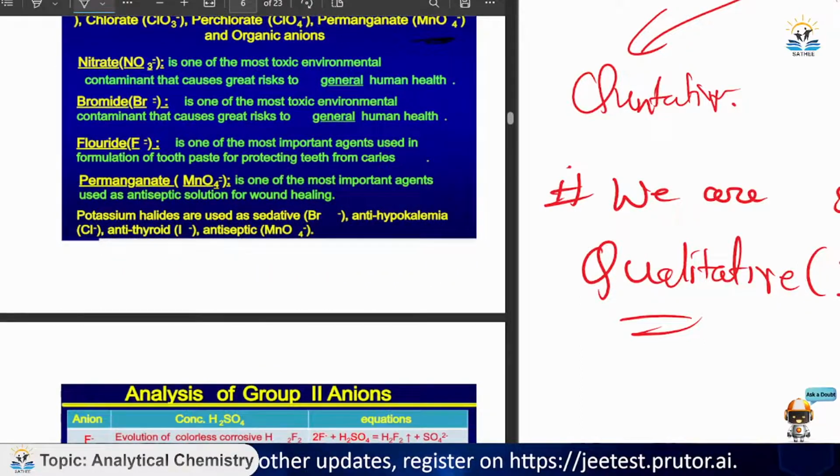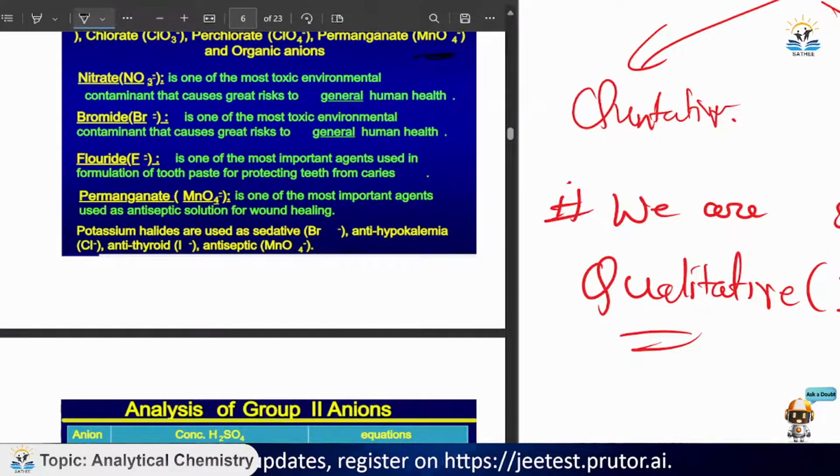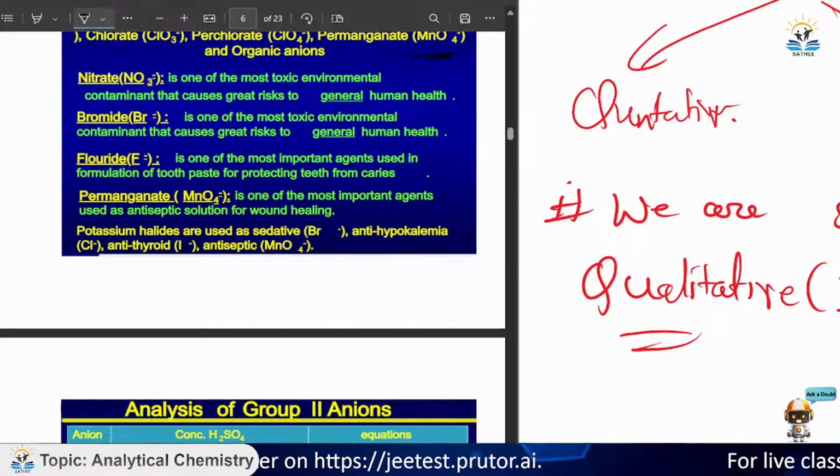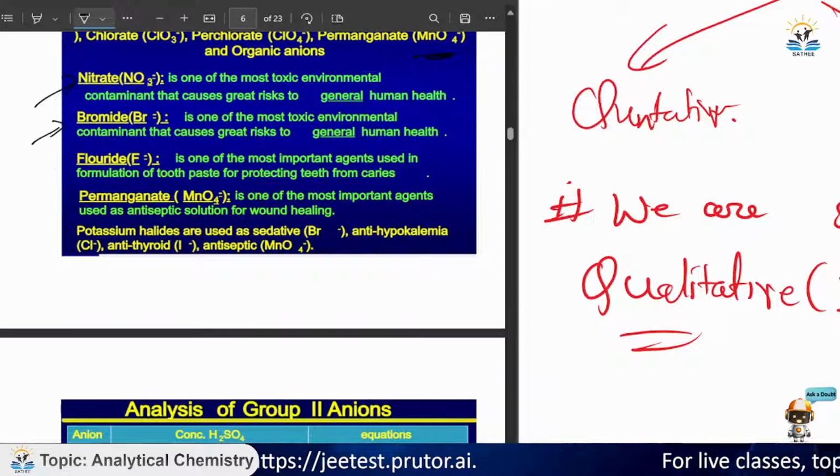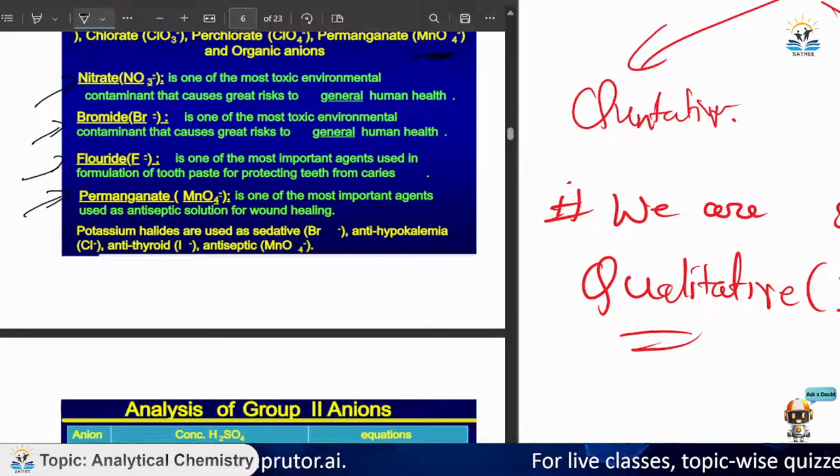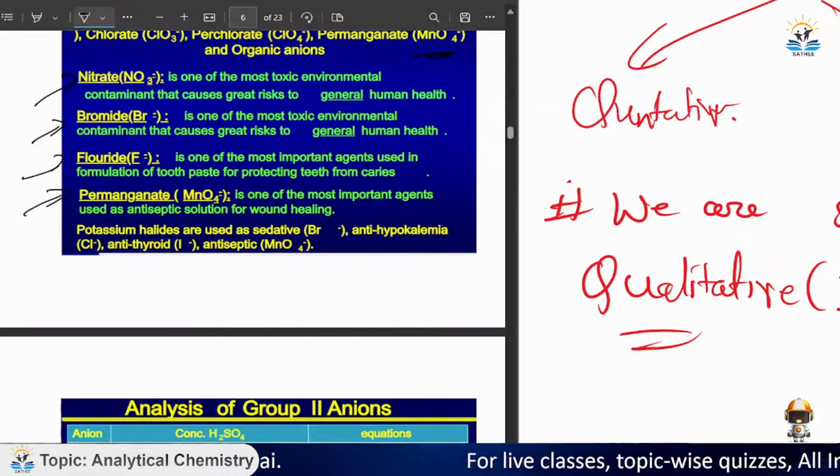Now, talking about NO3 minus. NO3 minus is one of the most toxic environmental contaminants that causes great risk. These are some physical properties or chemical properties related to this one, so you can check this out. We will move on to the analysis part.